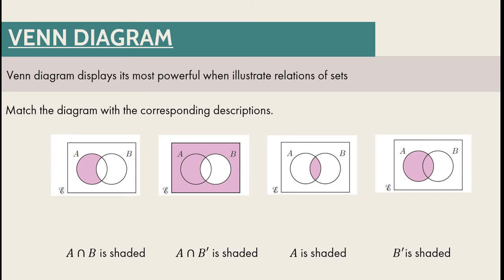Okay, 2 minutes. Okay, have you got your answer? Okay. Now look at the first diagram. You can see that the shaded region is the part of A which is not in B. So it is A intersect B prime because it is in A and not in B at the same time. Not in B means B prime. So it is the intersection of A and B prime.